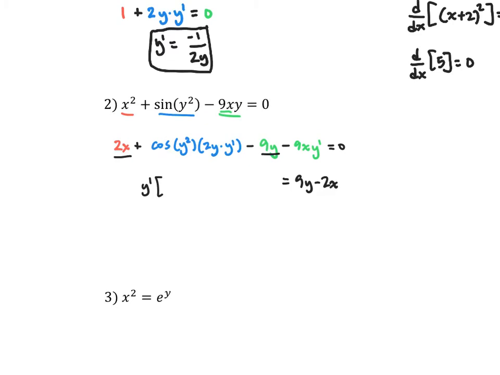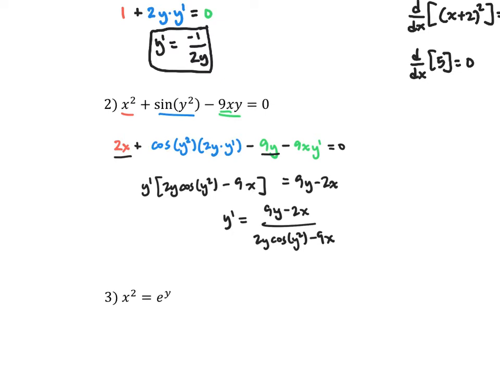So if I factor out a y prime, I've got 2y cosine of y squared minus 9x. Okay, so y prime will equal 9y minus 2x over 2y cosine y squared minus 9x. There you have it. That is the derivative of y in terms of x and y.